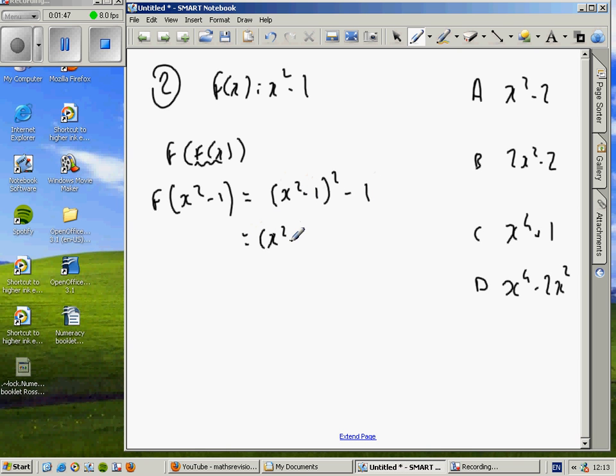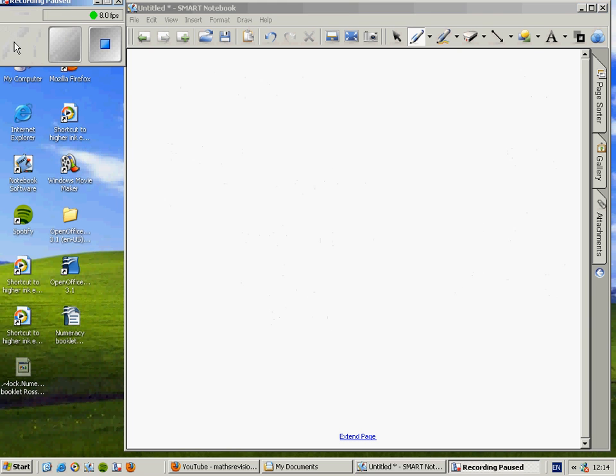We repeat the bracket here, so it's x squared minus 1 multiplied by x squared minus 1, and we're still taking away 1. Expanding out here, we'll get x to the power 4 minus 2x squared plus 1, and we're still taking away 1. Collecting like terms, 1 minus 1 cancels out, and we've got x to the power 4 minus 2x squared, and the correct answer is option D.